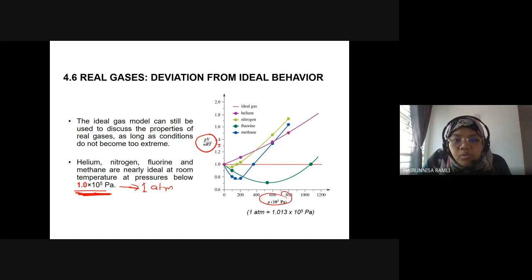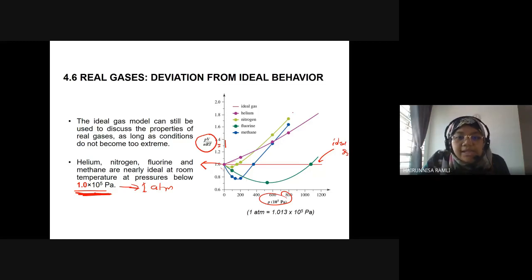Kalau dia equals to 1, is actually ideal gas. So that's why kalau you tengok kat sini, you dapat straight line. So yang merah ni, this is the ideal gas. Okay, so for the real gas, dia akan ada deviation from the straight line. Sama ada dia boleh ke bawah atau ke atas. You nampak helium yang warna purple, dia ke atas, deviate. Kalau you nampak the rest tu, fluorine, methane, dia ke bawah.